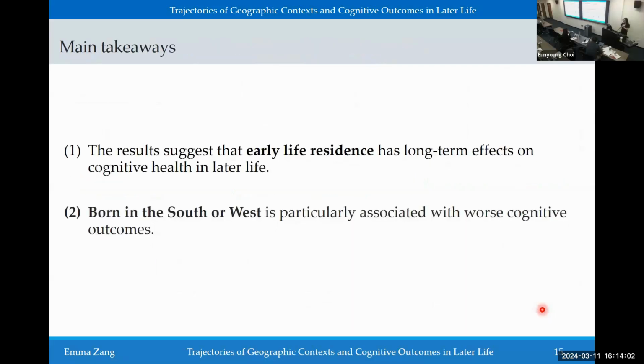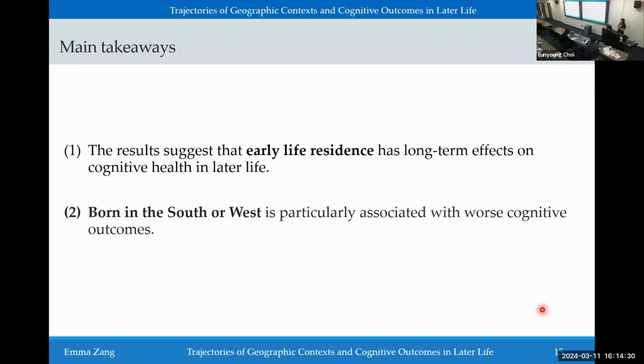The main takeaway: our results suggest that early life residence has long-term effects on cognitive health in later life. So it's more about where you were born, not where you currently live. From a policy perspective, if we want to improve cognitive outcomes, some kind of early life policy interventions are more needed compared to policies directly targeting older adults when they are old.